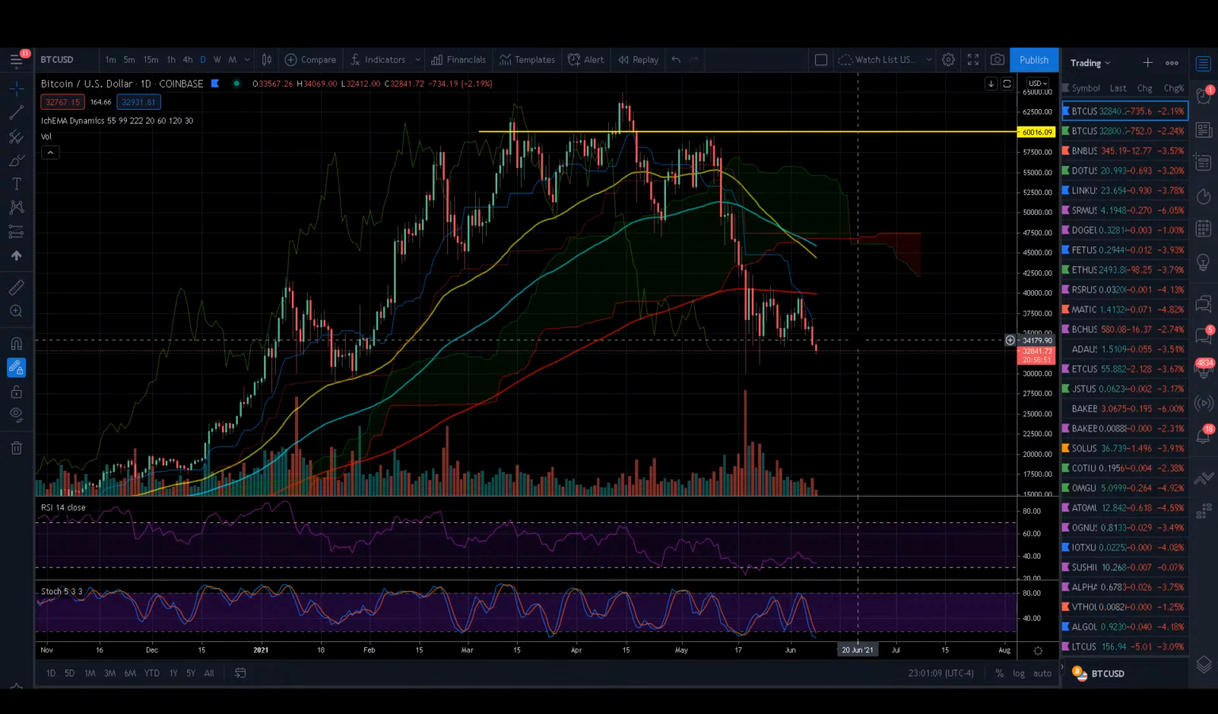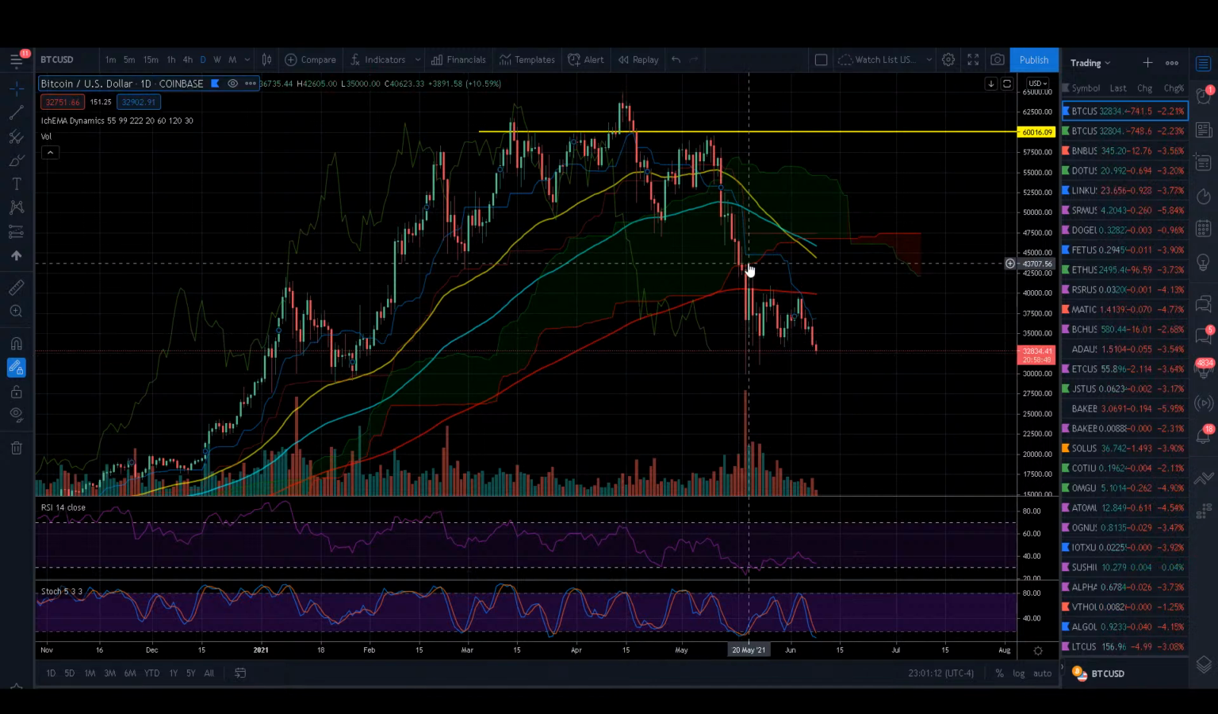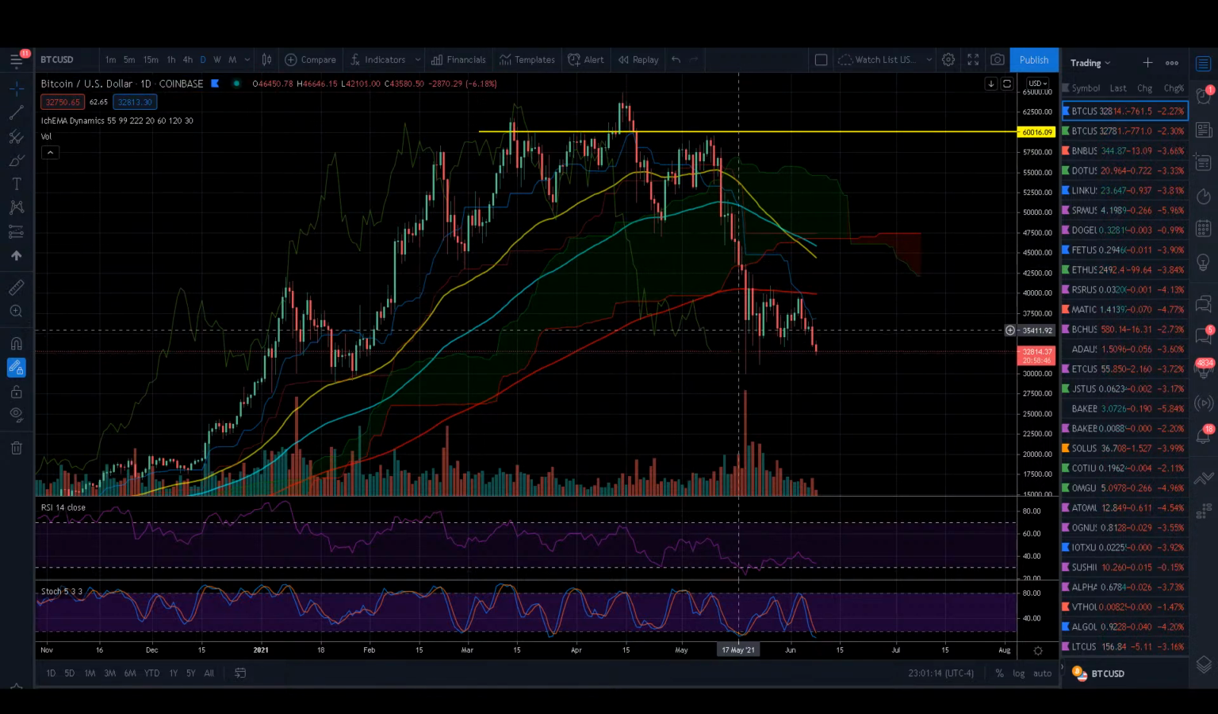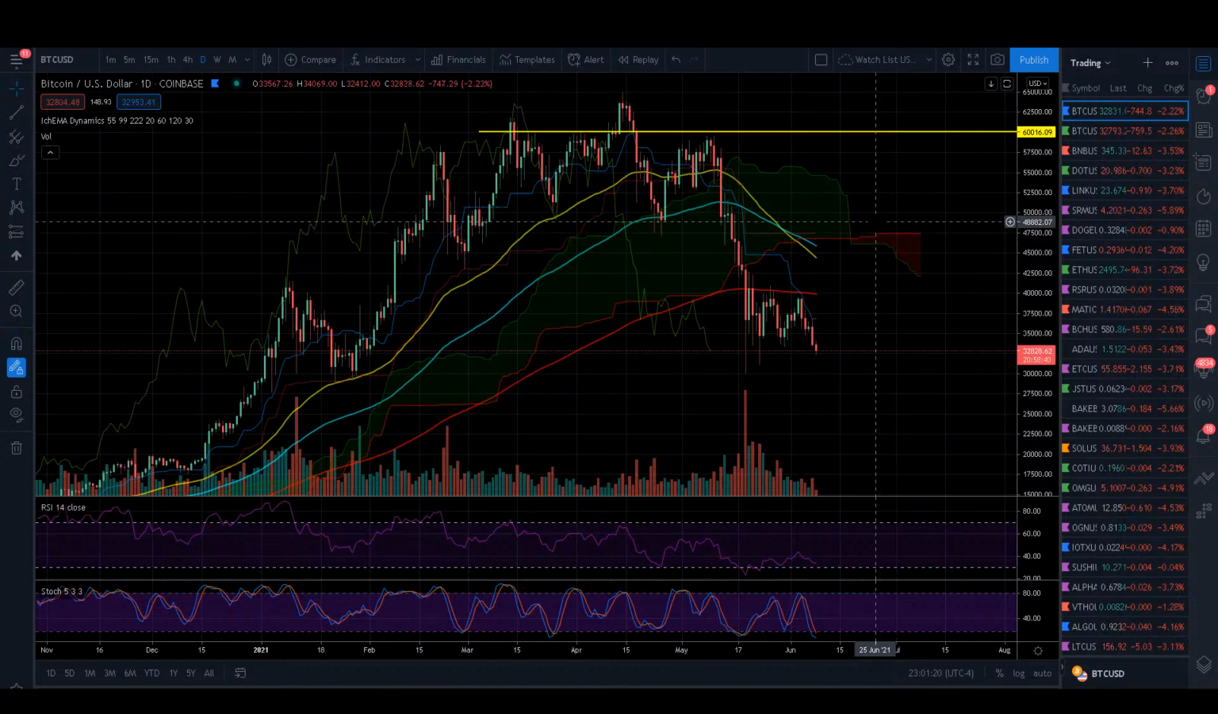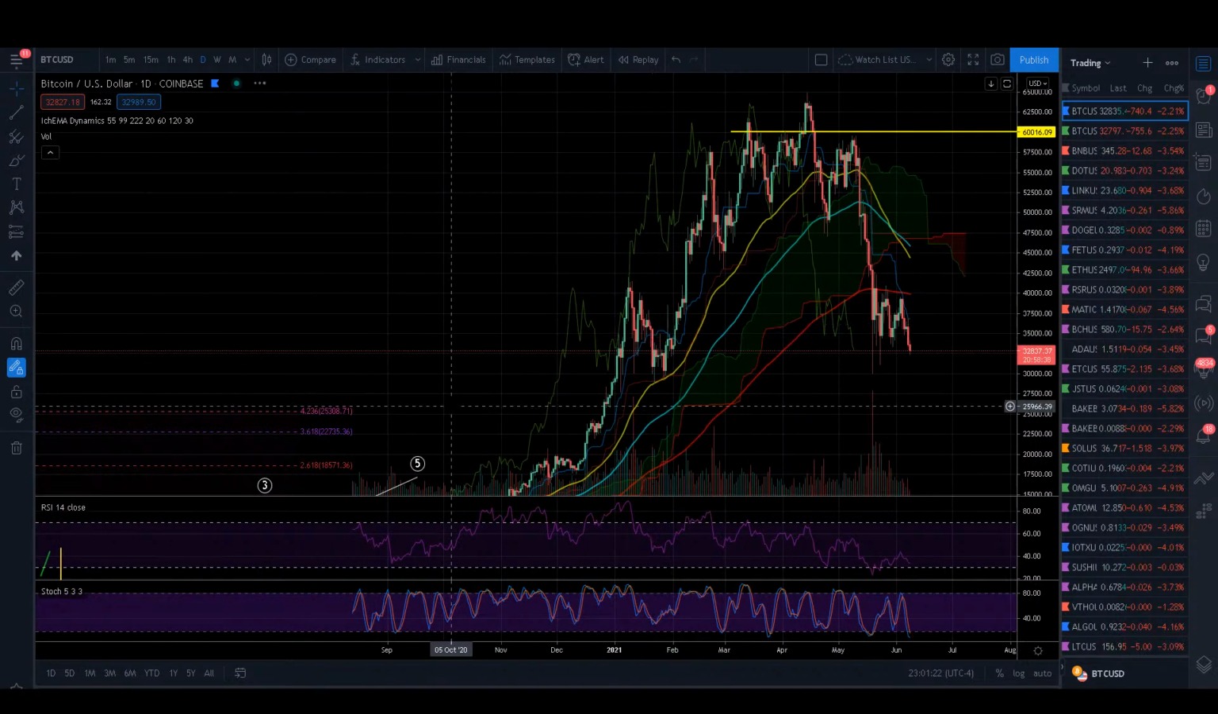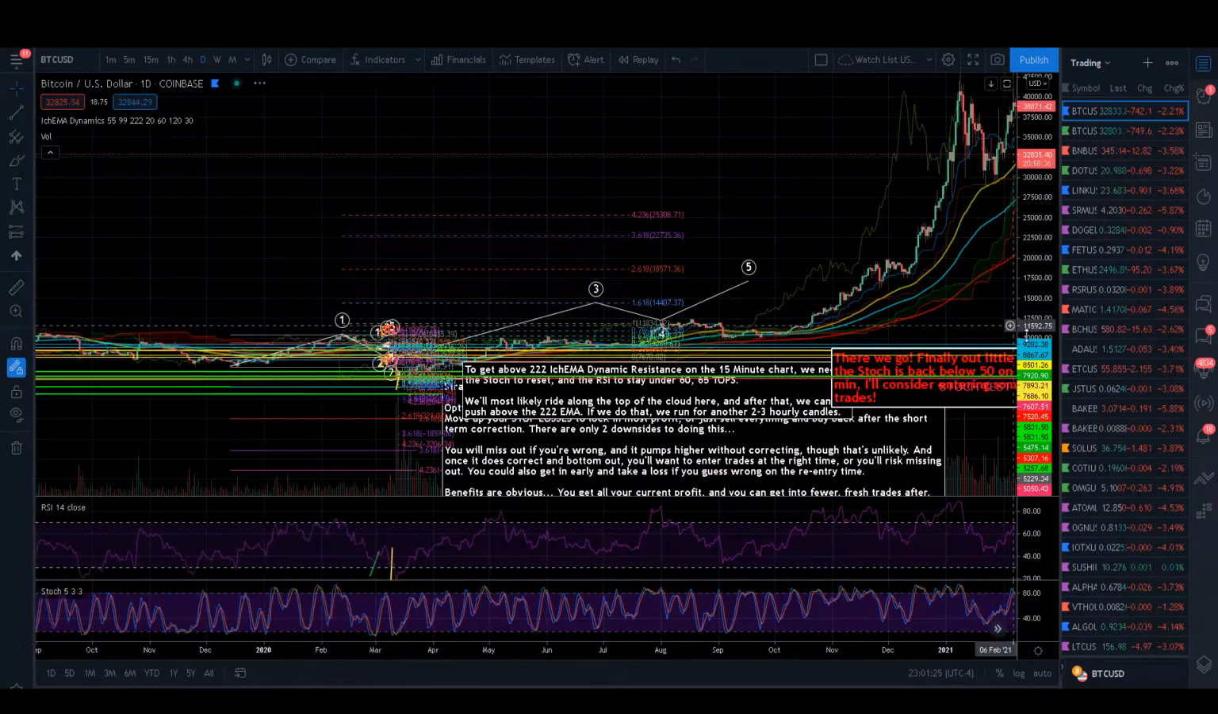So just initially, we're looking at a couple things here. Imagine we had the big dump, right? And then after that big dump, I said we're going to get a move up and then come back down, and then we'll start that next big leg up. It's pretty much exactly what we had last year.